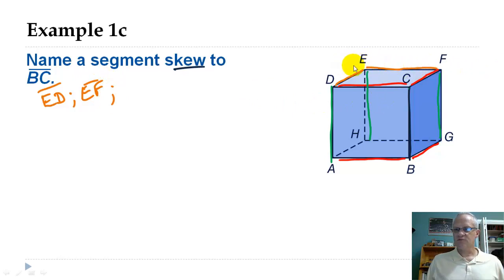Because again, that's going to go sideways. That's in this plane going this way, and this is in a plane going up and down. So those are not going to cross. And then there's a couple more here. I'm going to call it HA. Ha! Because that's more fun. And then HG would also be skew. So you can see the red ones intersect with BC, the green ones are parallel, and the orange ones are skew. Hopefully that helps a little bit seeing the different colors.